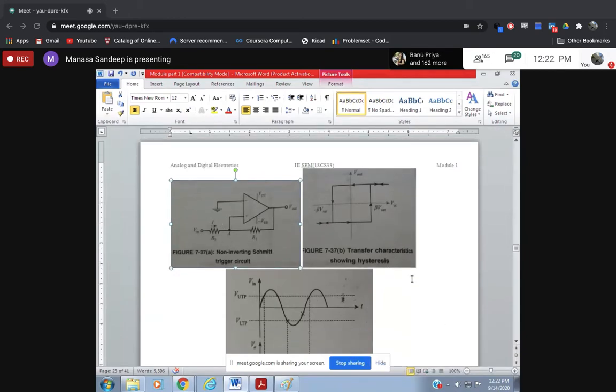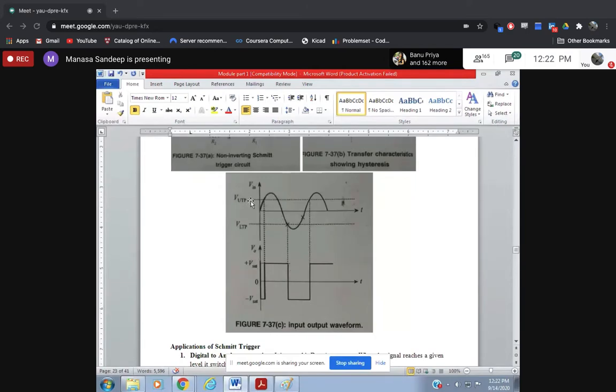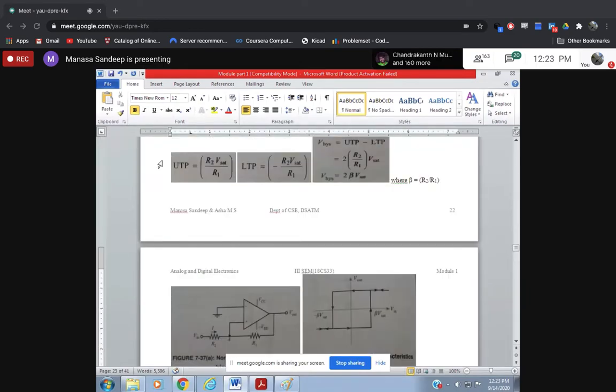Okay, what is happening here, you can see. This is the waveform. Here you have a UTP line, here you have an LTP line. Got it? Whenever the input goes above UTP, the output should change. Let's see how it is changing. At this point, the output is changing from minus V saturation to plus V saturation. Input is at its positive side, output is at its positive side. The output is in phase with the input. That's why the name non-inverting.